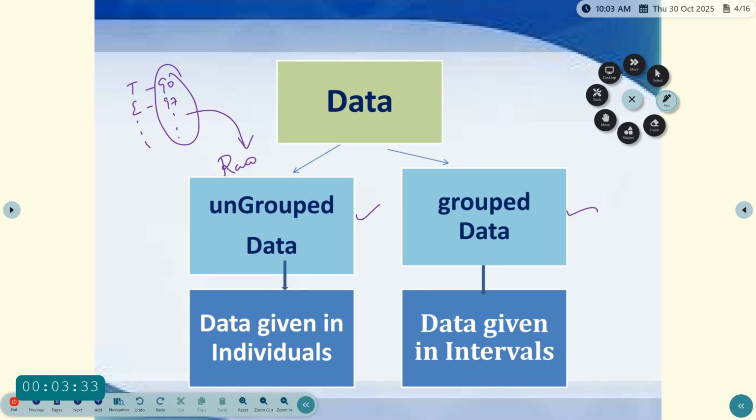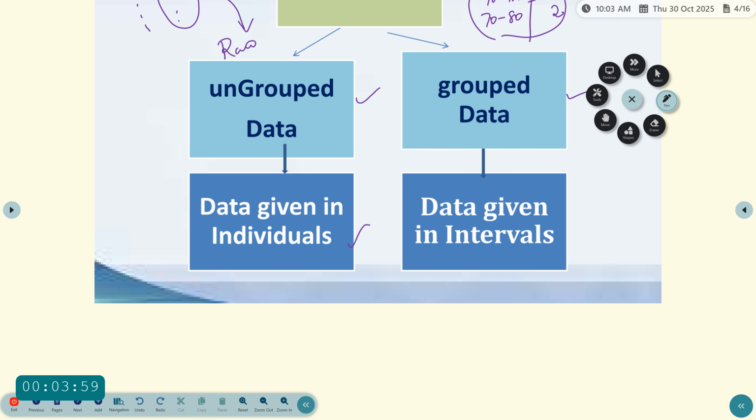Suppose it is grouped data: the student scored 90 to 100 marks in two subjects, 70 to 80 marks in two subjects. So I grouped the data here. This is called grouped data. Without modifying, the recorded data is called ungrouped; by modification, it is called grouped data. Data given as individual values is ungrouped data, and data given in intervals is grouped data.